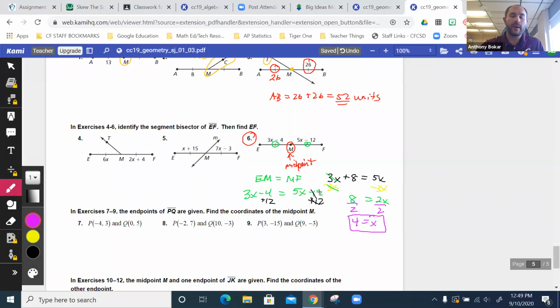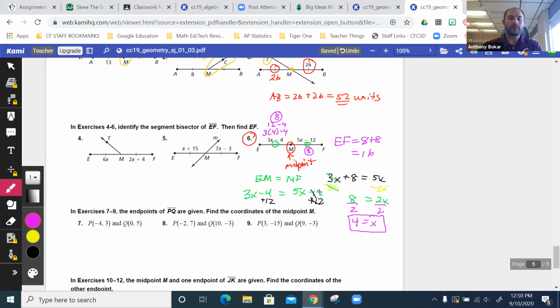And the question is, find the length of EF. Well, if I take 4 and plug it back in here, so 3 times 4 minus 4. 3 times 4 is 12, minus 4 is 8. So I know that EM is 8. Since they're the same, that means that this has to be 8. So in total, the whole segment should be 8 plus 8, which is 16, okay?